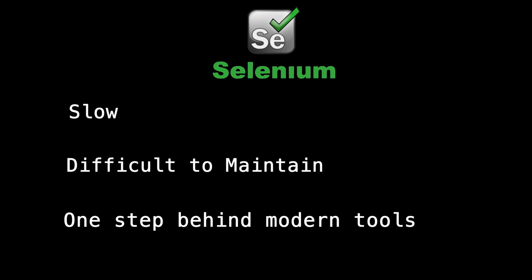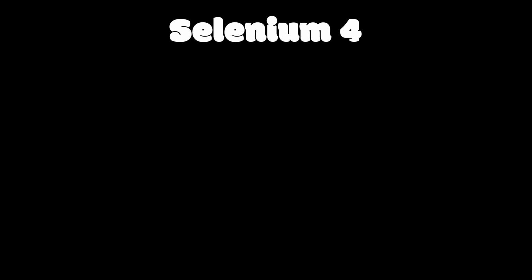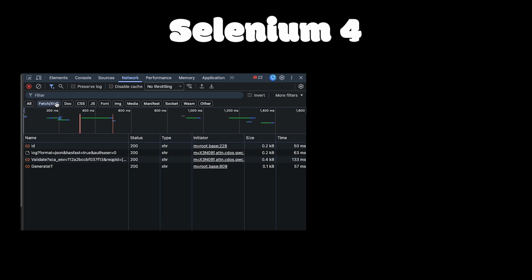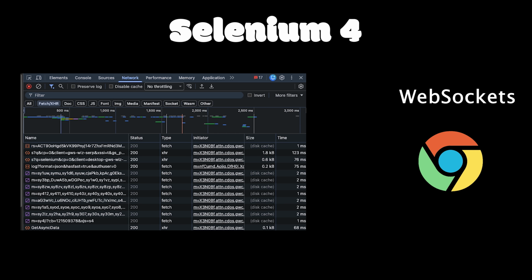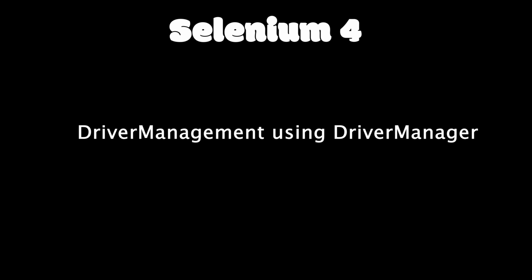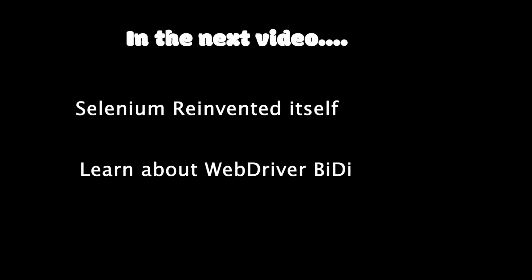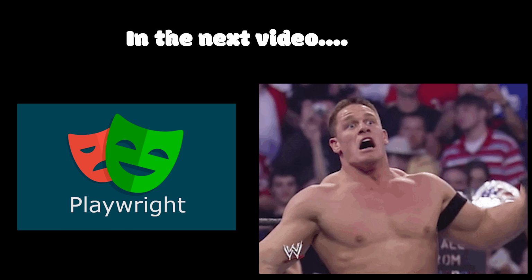And before you go, I have something interesting for you. Everything we have discussed so far is only half the story. Because for years, Selenium was criticized for being slow, difficult to maintain, and constantly one step behind newer tools. Then Selenium 4 arrived. Suddenly, Selenium could listen to network traffic, capture browser events in real time, talk to browsers using WebSockets, and even remove one of the biggest pain points in automation engineering, driver management. In the next video, we will look at how Selenium reinvented itself, why WebDriver BiDi may be the most important change since WebDriver itself, and whether Playwright is actually winning the browser automation war.